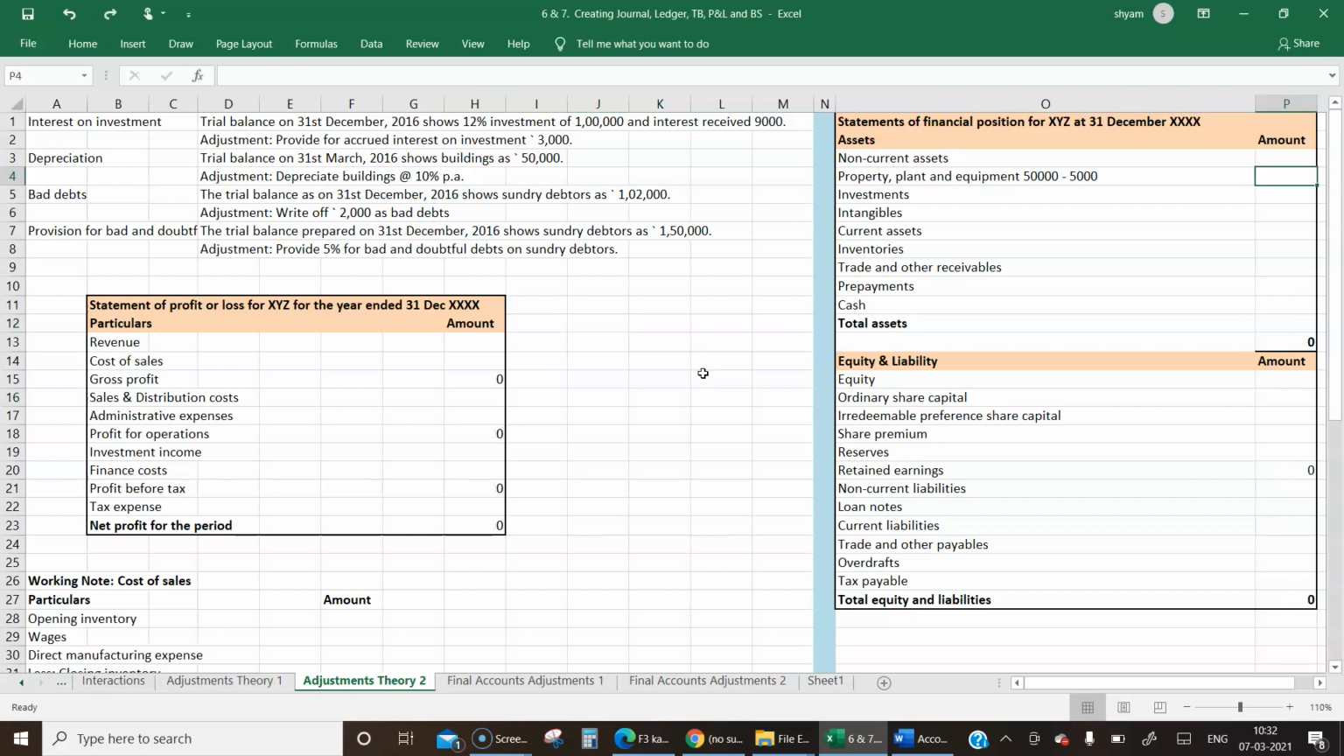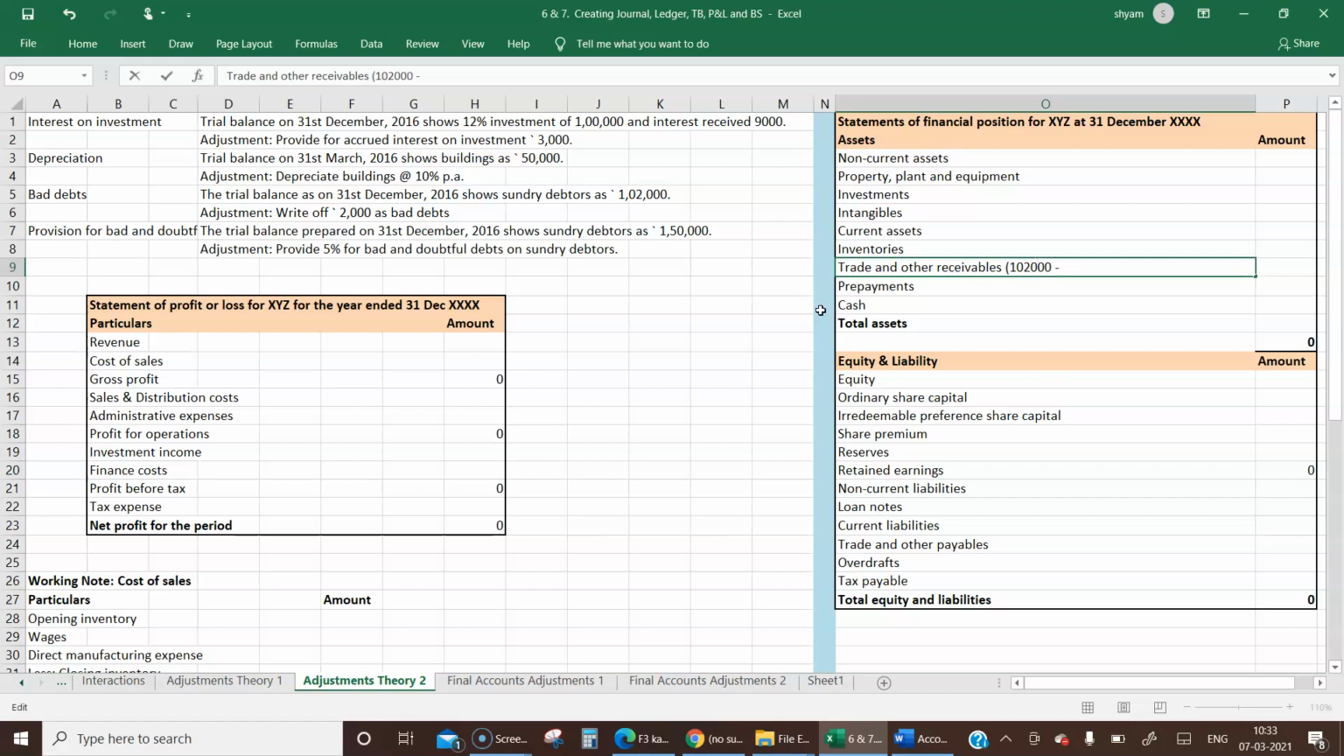So we'll move on to bad debts. What are bad debts? Bad debts are when you have sold some goods on credit and the customer has not paid you at all, and you are 100% confirmed that he will never pay you. This is very similar to depreciation. So the receivables, the total value they have given, is 1,02,000.